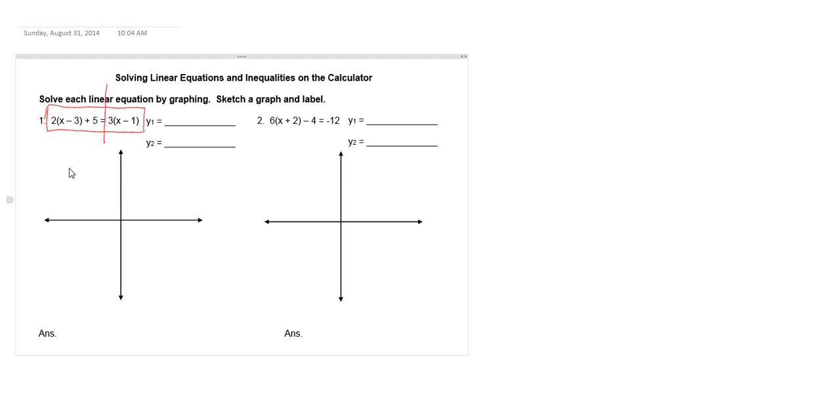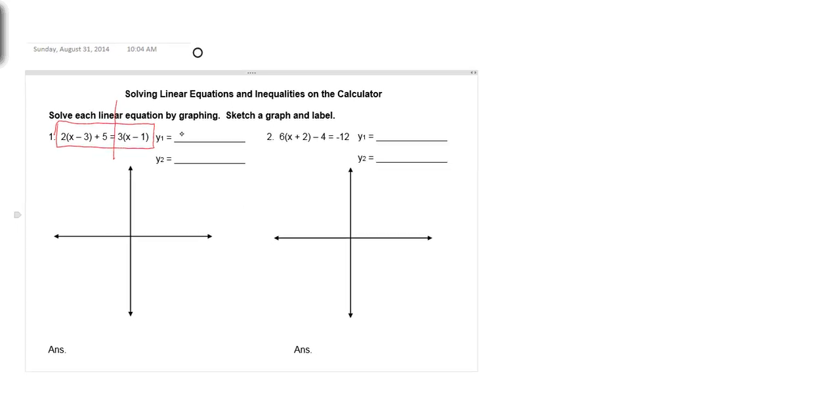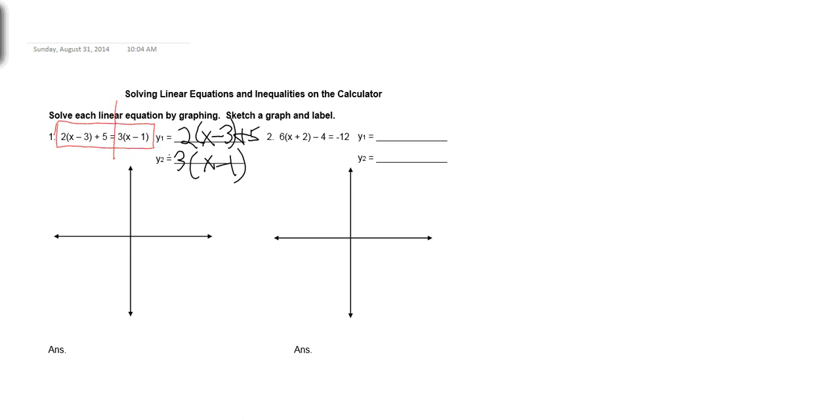So let's pull the calculator up, and we're going to put in 2 times (x minus 3) plus 5, close the parentheses, plus 5 into one equation, and into the second equation we're going to put 3 times x minus 1. We'll sketch the graph down here, and then we'll review a couple of steps on how to find the intersection, and we'll see what we get here.